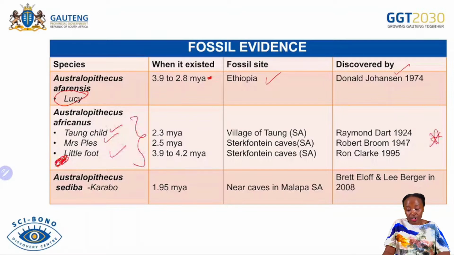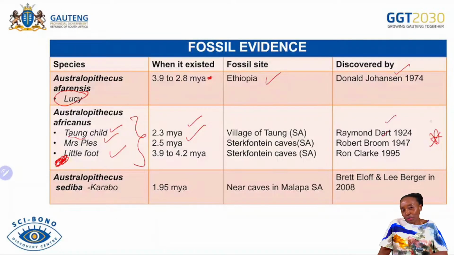So this row is very important. These were found in South Africa. Taung Child is 2.3 million years old, Mrs. Ples 2.5 million years, Little Foot 3.9 to 4.2 million years. Taung Child, as the name says, was found in the village of Taung here in South Africa, and the other two were found in the Sterkfontein caves in the Cradle of Humankind, in Maropeng. They were found by Raymond Dart, Robert Broom, and Ron Clarke.